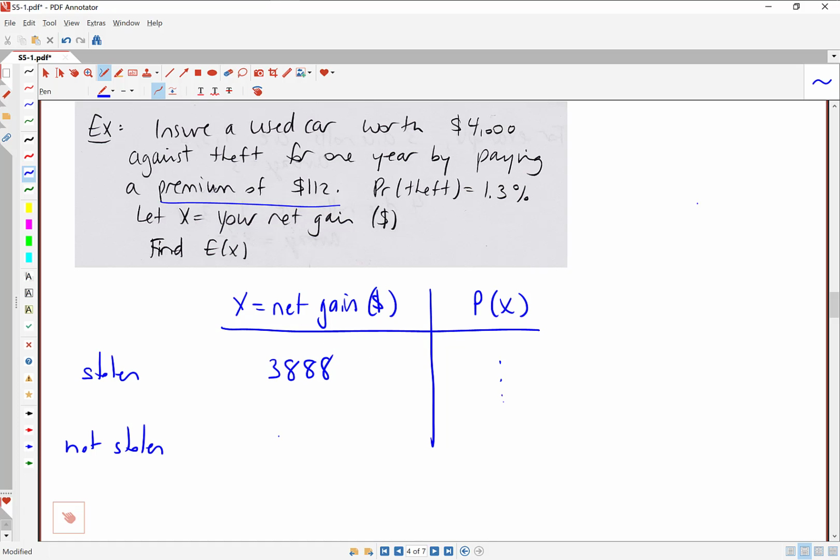Now, if your car is not stolen, then you don't receive any money from the insurance company, but you did have to pay your premium. So it's minus $112. You're just $112 out of pocket because you paid for your insurance.